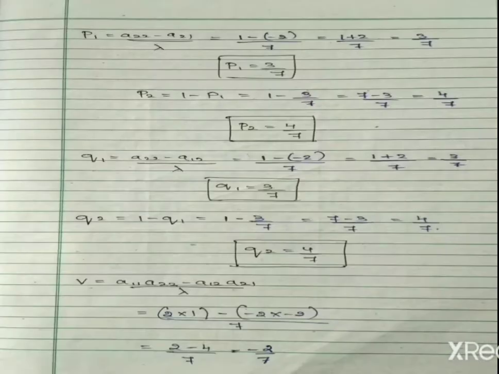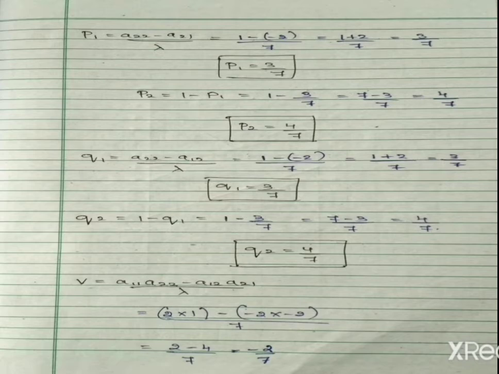Next we have to come to the P1 value. P1 is equal to (A22 minus A21) divided by lambda. So 1 minus of minus 2 divided by 7. So 1 plus 2 divided by 7, that is equal to 3 by 7. So we have to calculate the value of P2 using the 1 minus P1 formula. So 1 minus 3 by 7 is equal to, you have to take the LCM as 7, so 7 minus 3 divided by 7, that is equal to 4 by 7.